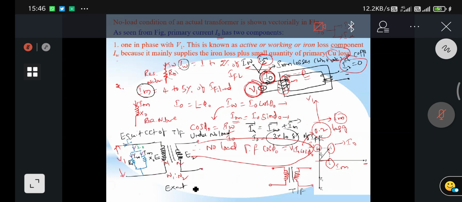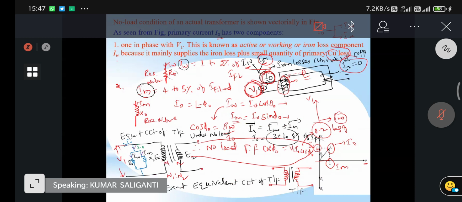So this is the exact equivalent circuit of the transformer. Please all of you take down all these equations here.